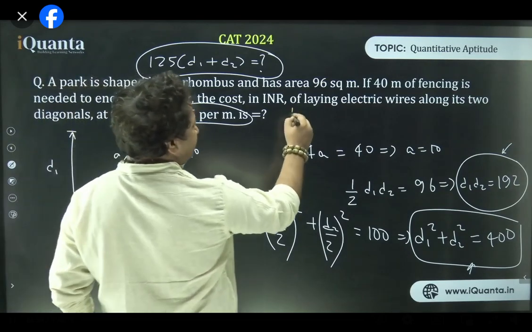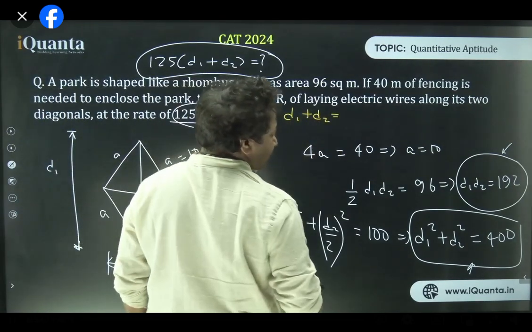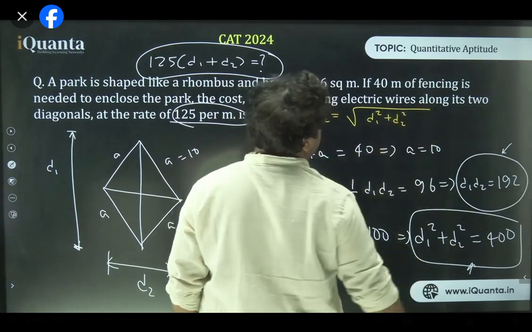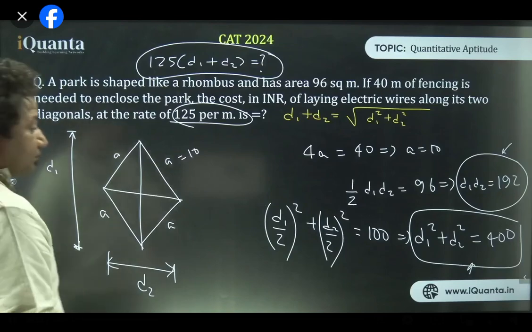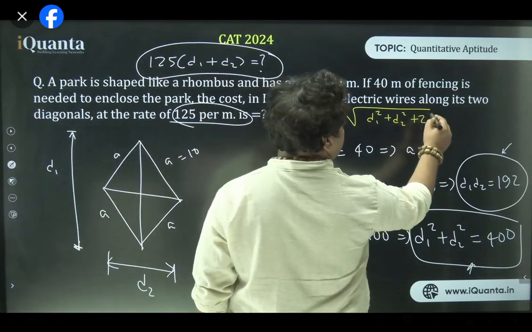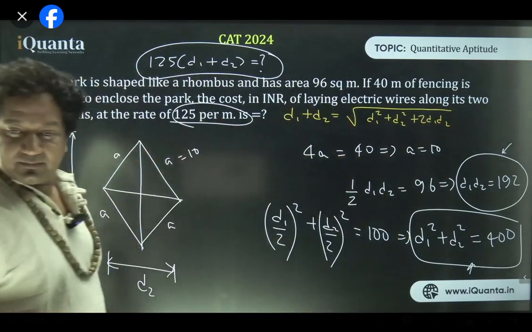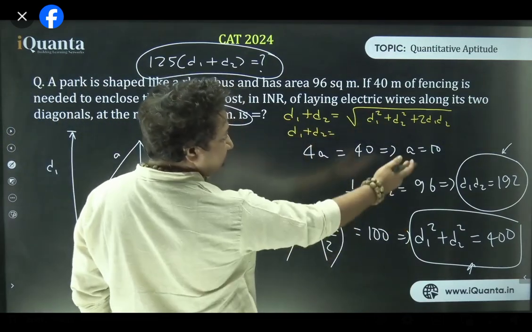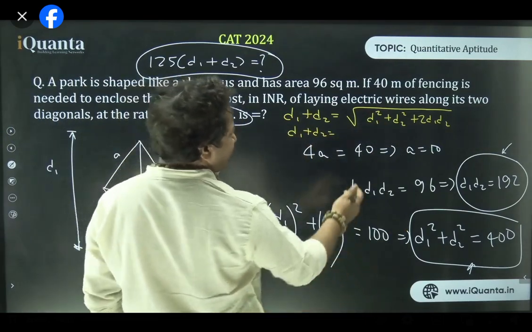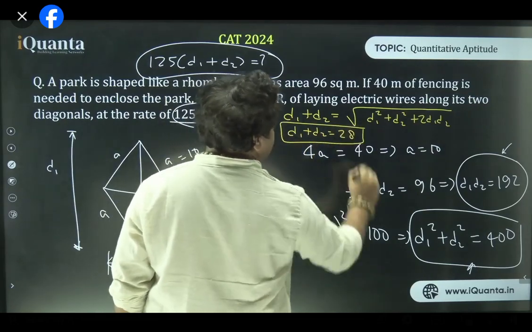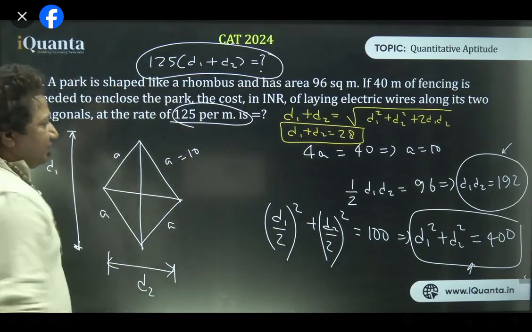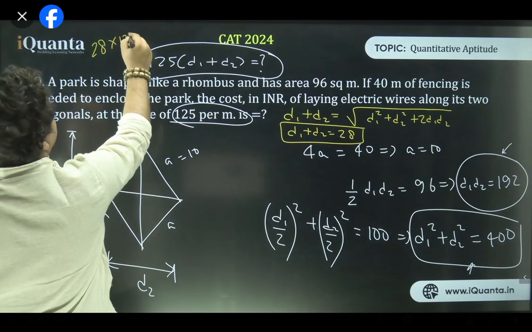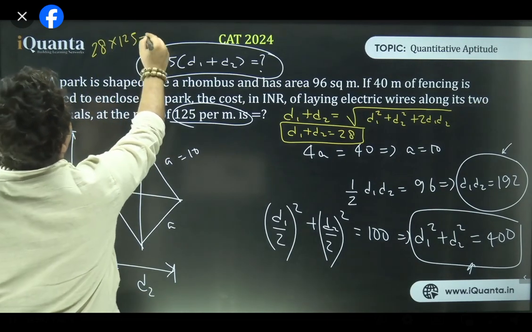So d1 plus d2 will be equal to square root of d1 square plus d2 square plus 2 d1 d2. Let's find it out. The same way, very good. So we get d1 plus d2 as square root of 400 plus 192 double, 384, that is 784, and the square root is 28. Wow. Such a beautiful number, we got the exact square root. d1 plus d2 is 28. 28 multiplied by 125 is what we need to calculate. How do I do this? 7, 5, 35. 3500 is the answer.